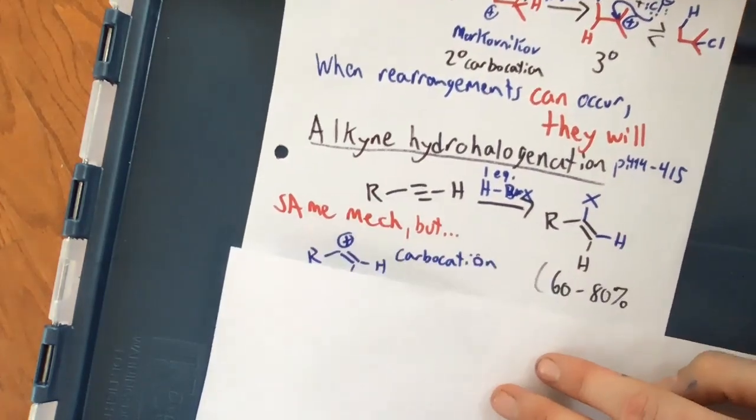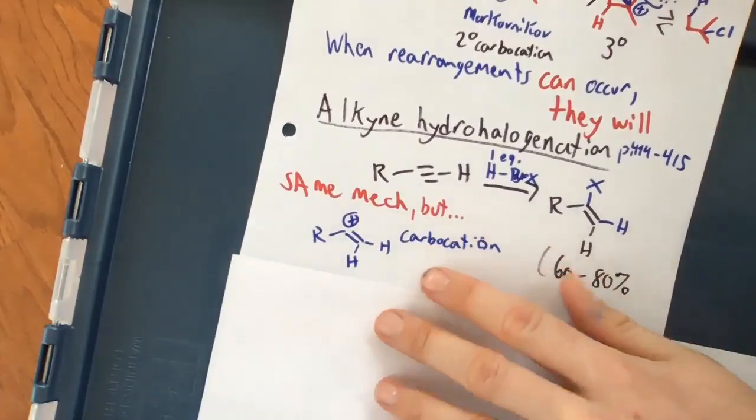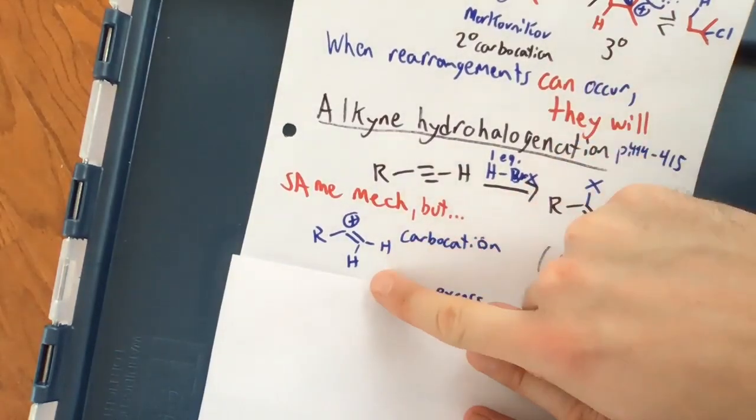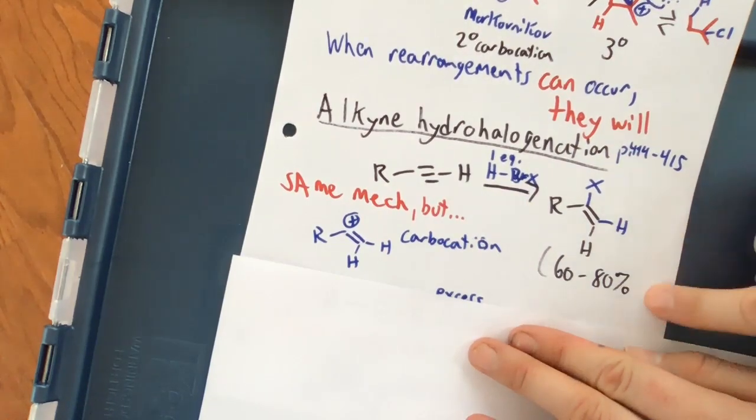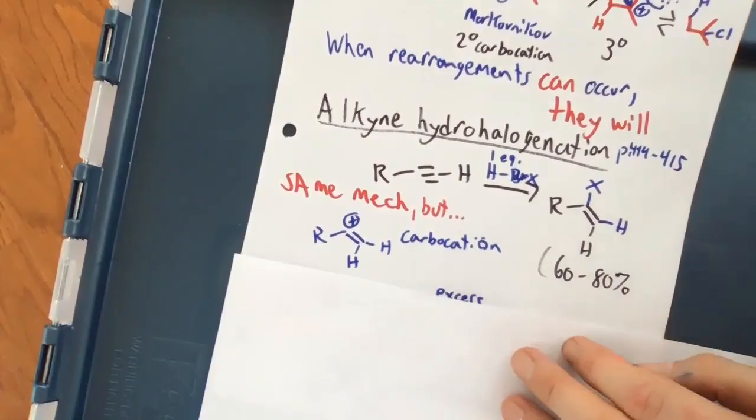And the mechanism is pretty much the same, except for the carbocation looks a little different. It has a double bond instead of the single bonded carbocation that we're used to. But this reaction goes very well, even so, and you get between 60 and 80%.